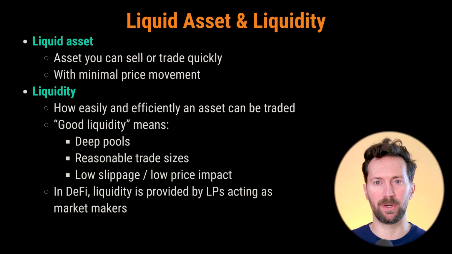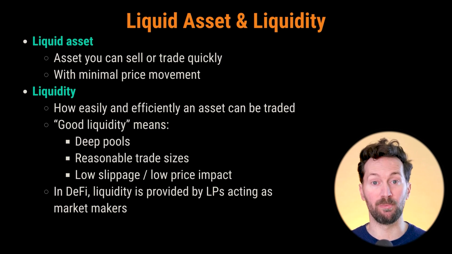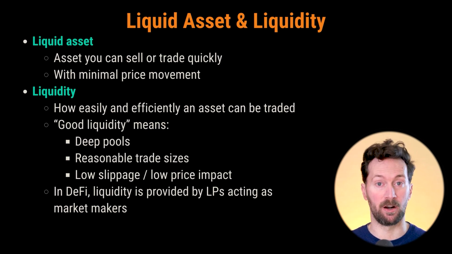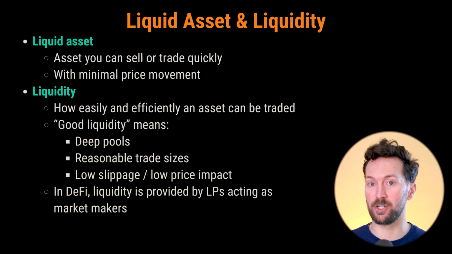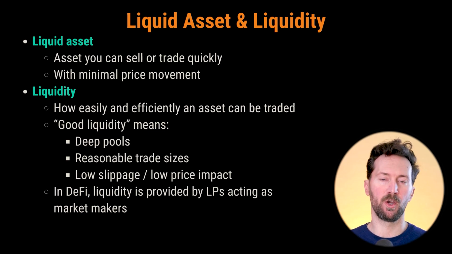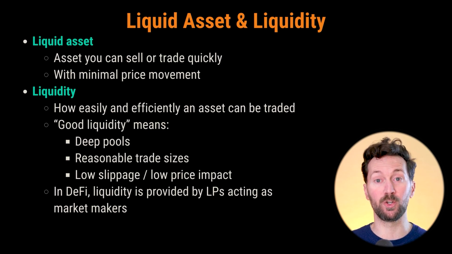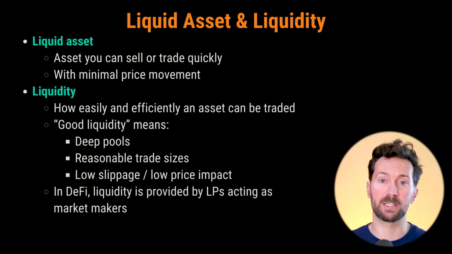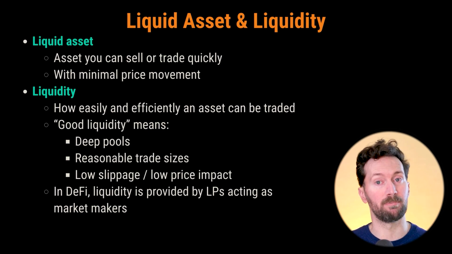Next, let's define liquid asset and liquidity. A liquid asset is something you can easily and quickly sell or trade for cash without moving the price too much. Stocks in a major index are liquid. Large cap cryptocurrencies are generally considered liquid as well. Liquidity refers to how easily and efficiently that asset can be traded. In DeFi, when we say a pool has good liquidity, we mean there's enough depth in the pool that you can do reasonably sized trades, and you don't cause huge price swings or pay a ton of slippage. Liquidity is provided by market makers, in this context by LPs like you.